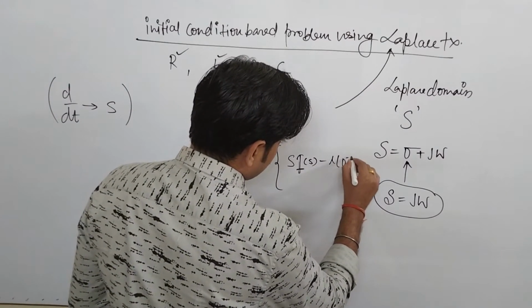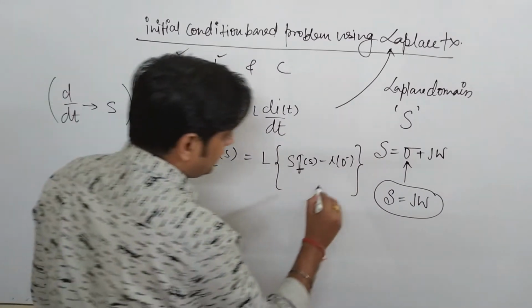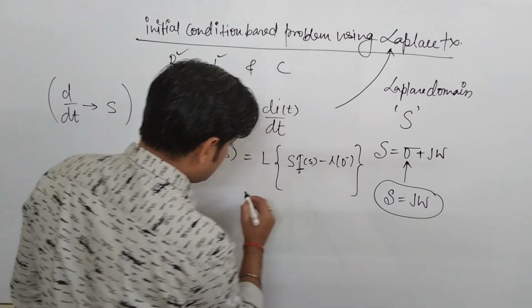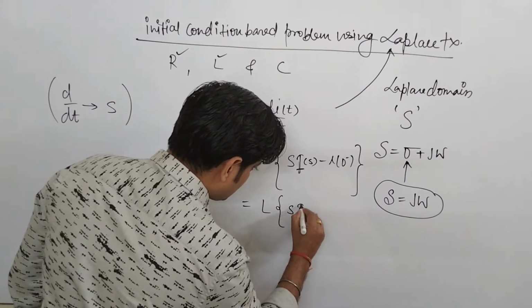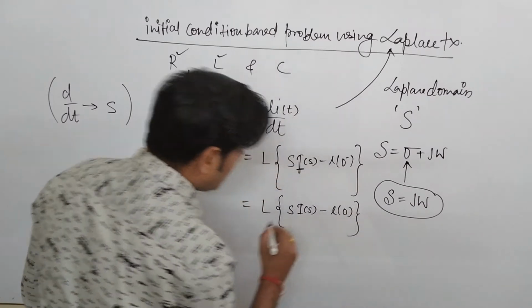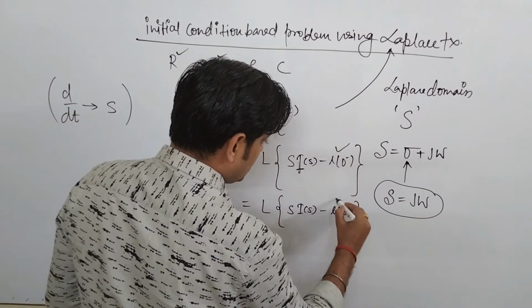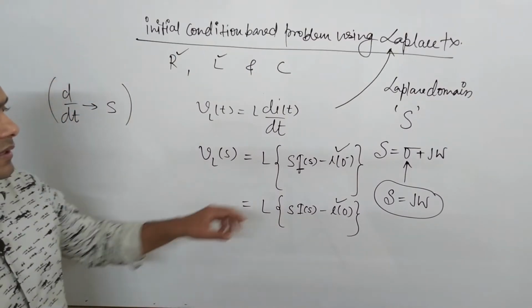Here one more term is coming, I0 negative. Now why have I taken this I0 negative? It is also represented in the form of S I(s) minus I0. Basically this I0 negative or this I0 is the same, that is an initial current.